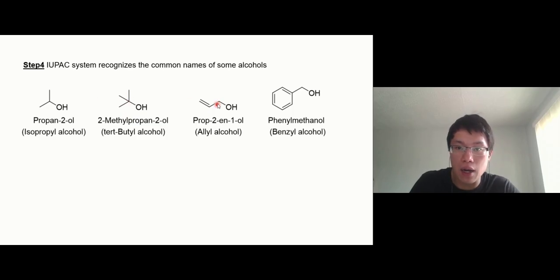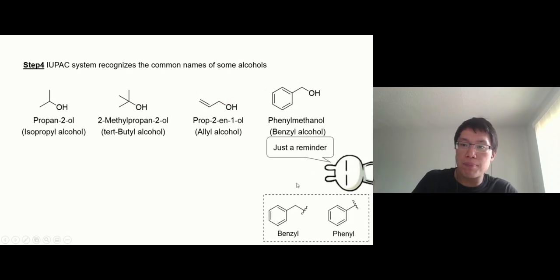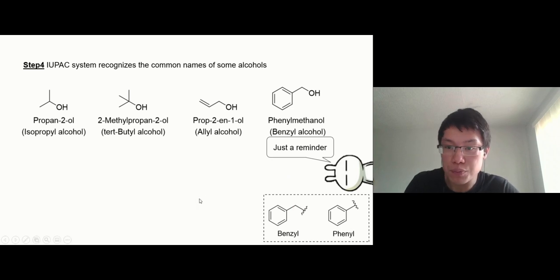This is the allylic position, right? So this is allyl alcohol. This is benzyl alcohol. Be aware, that's not phenyl. Phenyl is just a benzene ring. A benzene ring plus 1 carbon, that's benzyl. We have the benzylic position right here.